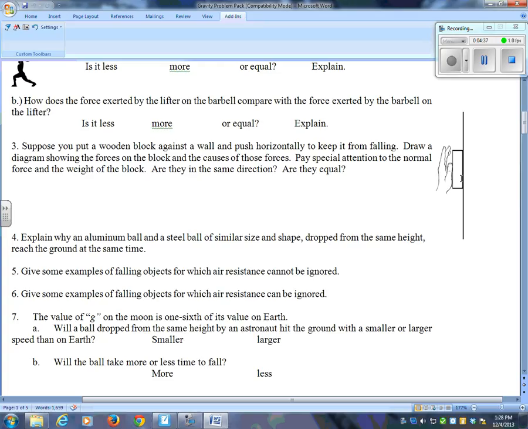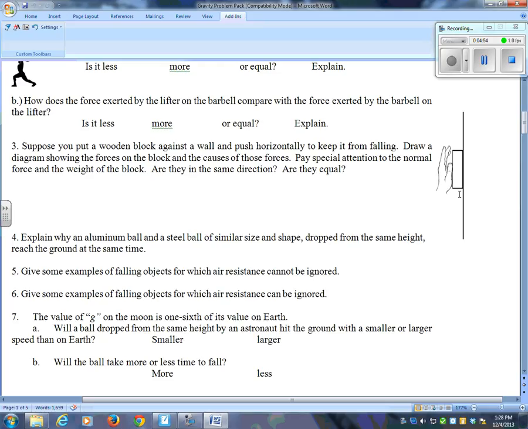Okay, suppose you put a wooden block against the wall and push horizontally to keep it from falling. You like my picture? Took me a while to make that. Yeah, that's actually a good picture. It's not bad, eh? Draw a diagram showing the forces on the block and the causes of those forces. Pay special attention to the normal force and the weight of the block. Are they in the same direction and are they equal?